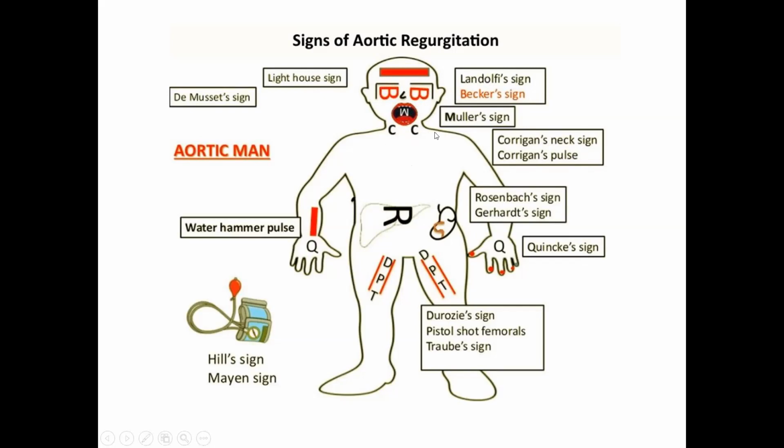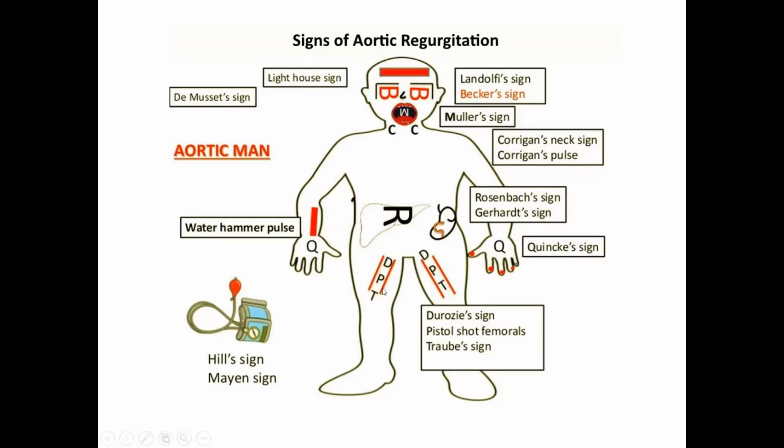Then Muller sign, that is pulsation of the uvula. Corrigan's neck sign and Corrigan's pulse: which artery is there? Carotid artery. There will be pulsation of the carotid artery. Corrigan's neck sign, or dancing carotids. Then Rosenbach sign: pulsation of the liver. Gerhardt sign: pulsation of the spleen. Quincke sign. What is Quincke sign? There will be pulsation of the capillary.